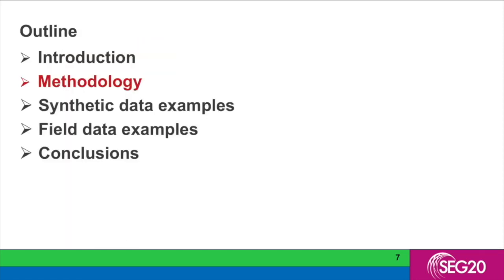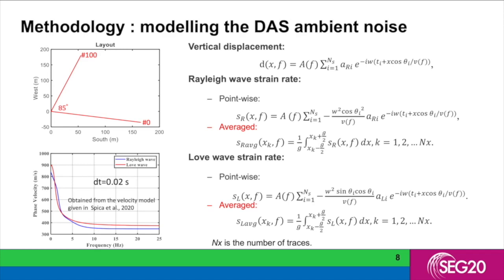Now let's see the methodology. To explore the reliability of beamforming, I first did some synthetic tests. The layout is the same as the Stanford DAS3. The intersection angle between these two legs is 85 degrees.